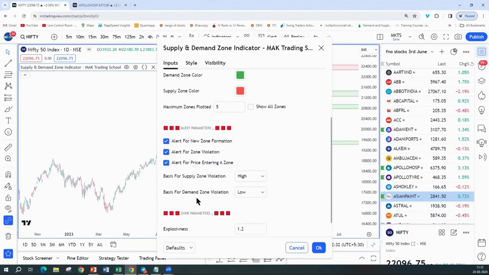But the challenge over here is, for every chart, if you're applying this, it is going to consume one alert. And depending on the plan that you have in TradingView, you may not have sufficient alerts. So on a premium plan, I think there are about 400 alerts. But on the lower versions, you may not have sufficient alerts. So you may not be able to set alerts for all the stocks.